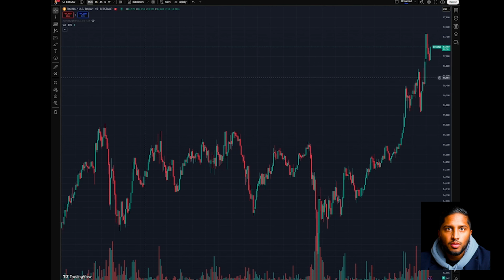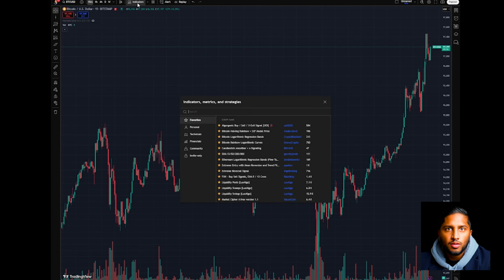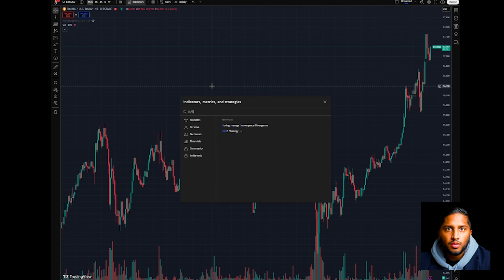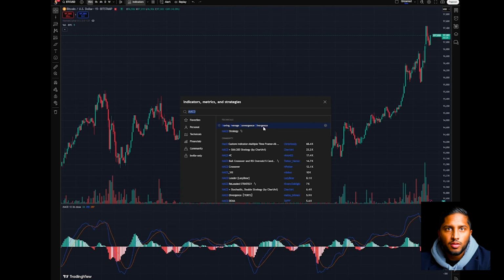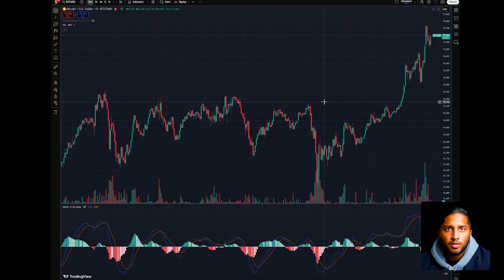All right, now we're back in TradingView. Here at the top, you want to select indicator. You want to type in MACD. Under technicals, select moving average convergence divergence. There we see it here at the bottom. Let's X out of that.